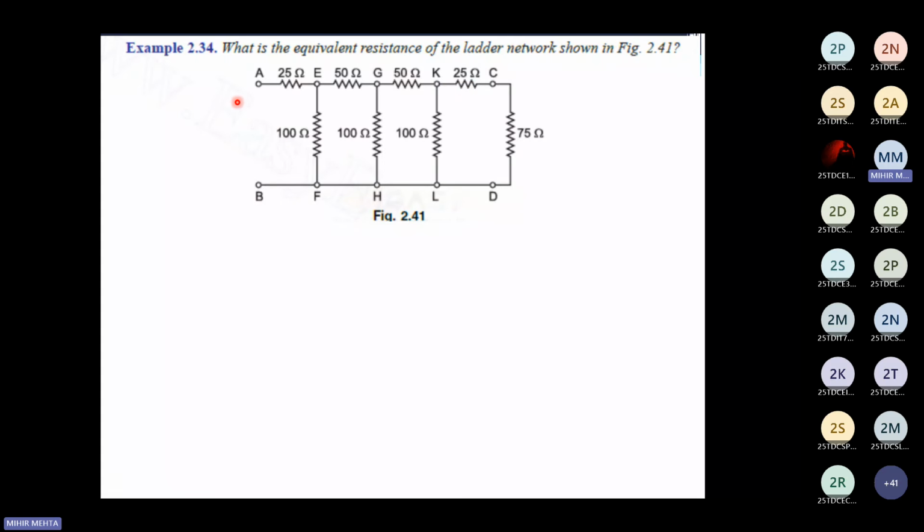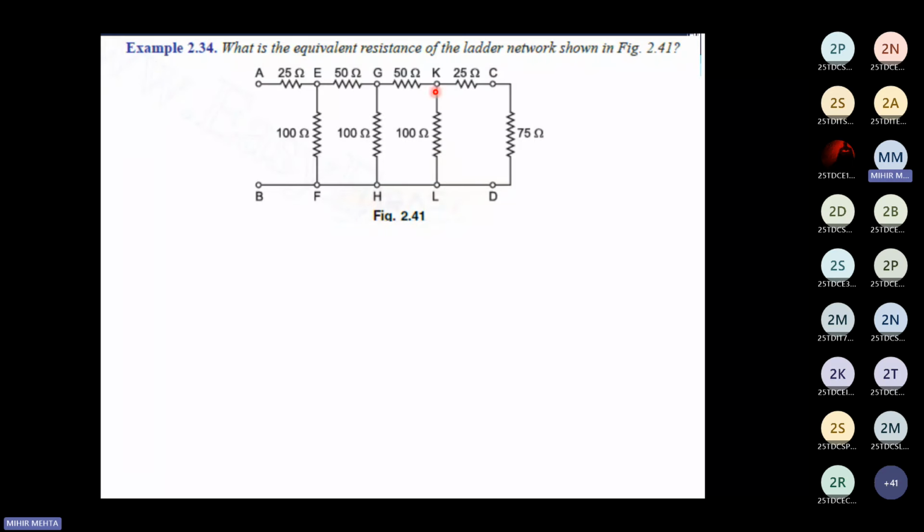You need to find out the resistance between terminals A and B. So you start solving from the opposite end to these particular terminals. The resistance between K and C is 25 ohms and the resistance between C and D is 75 ohms, and both these resistances are in series. So 25 plus 75 would be 100 ohms. Now this 100 ohm is in parallel with this particular 100 ohms. So 100 parallel 100 would be 50 ohms.